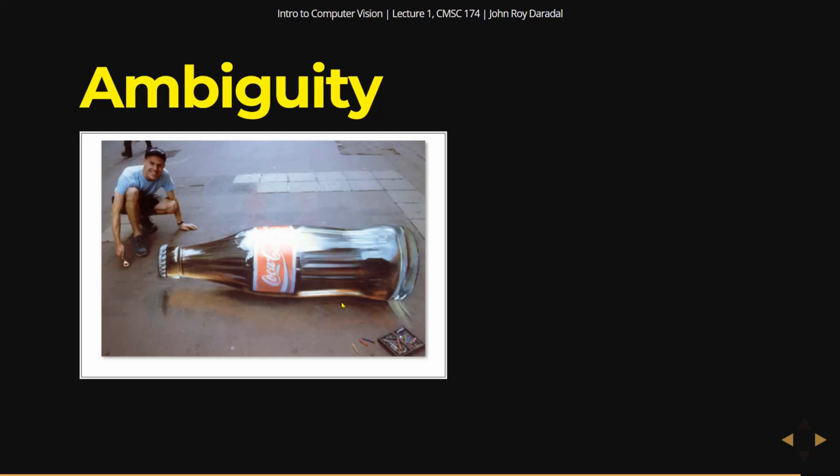Another example of ambiguity in pictures is this one. Is this a really big Coca-Cola bottle, or is this just an optical illusion? This one is actually just a street art drawing, and just based on the angle that the photo was taken, it looks like the bottle is really big, right? So it's ambiguous for the computer if this is a really big bottle, or a bottle that is very near and the person is really small. It's not quite clear, right?